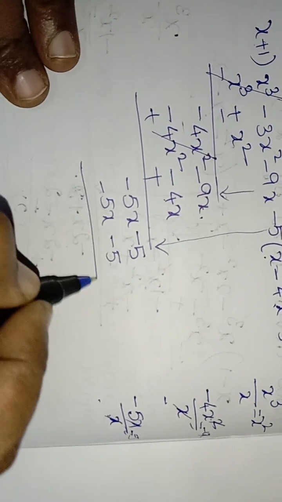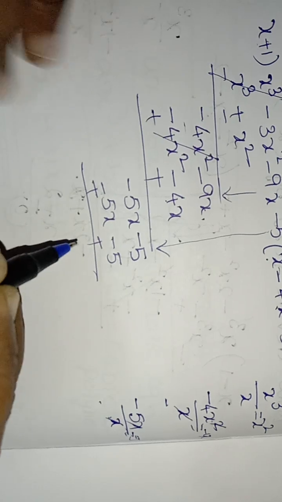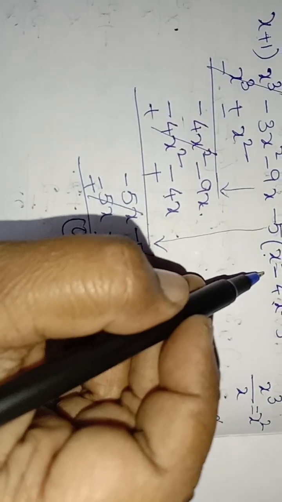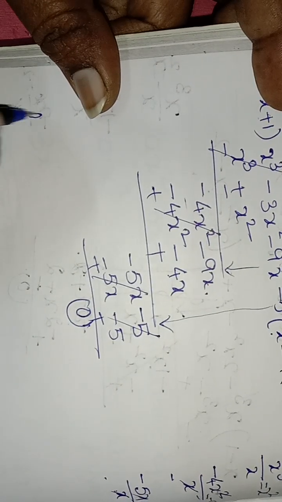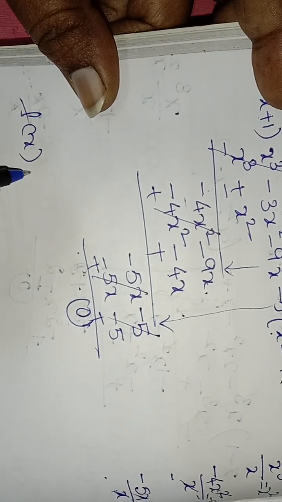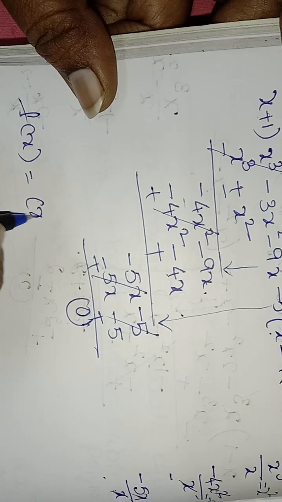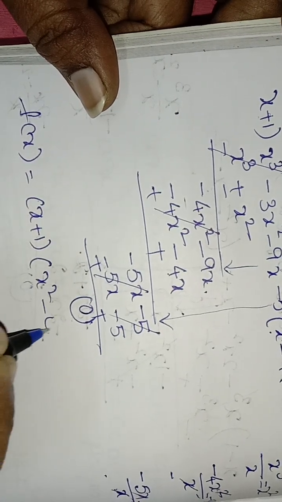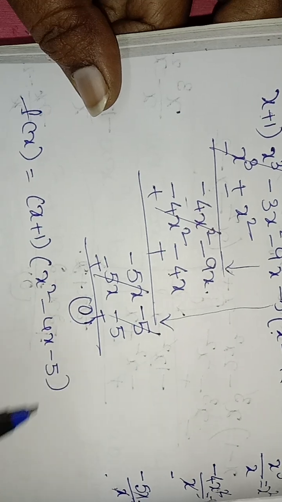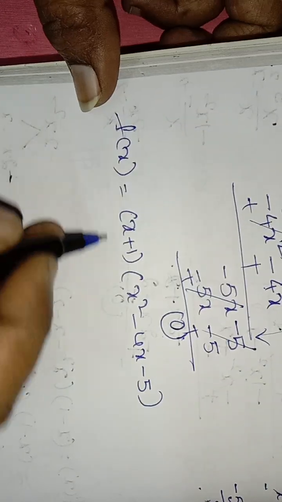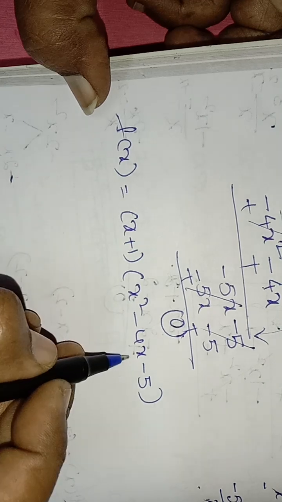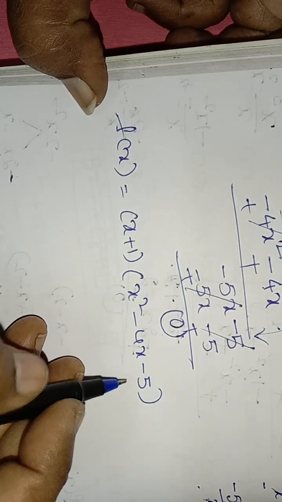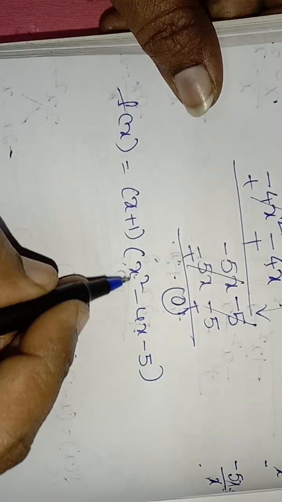So here plus, I change your sign, these two will get cancelled, 0 is your remainder. So f of x can be written as x square minus 4x minus 5. So we can write f of x as factors like this. Now we have to factorize again x square minus 4x minus 5. So we know how to factorize this equation, right?